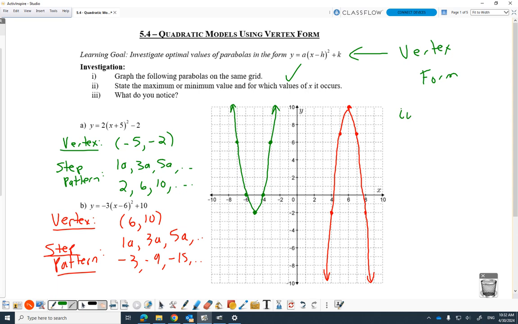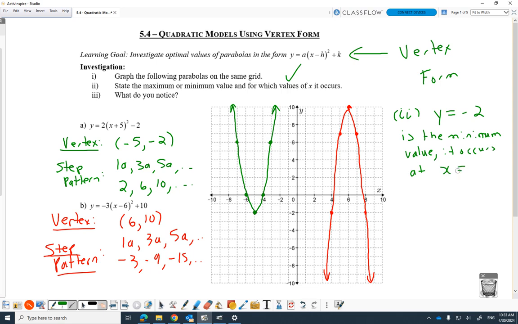So, in green, double I, state the max or min value. Ooh, what's the max or min value? -2, yeah, but y equals -2. You want to state which one is the value, y equals -2. And when it occurs, y equals -2 is the minimum value. It occurs at x equals -5.